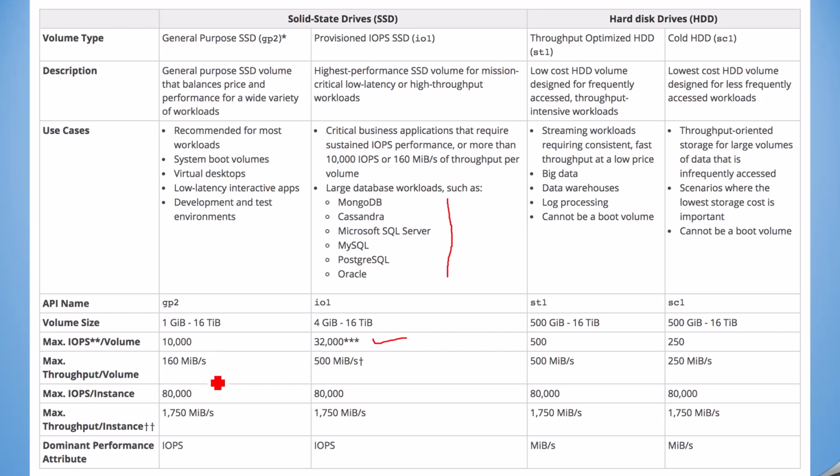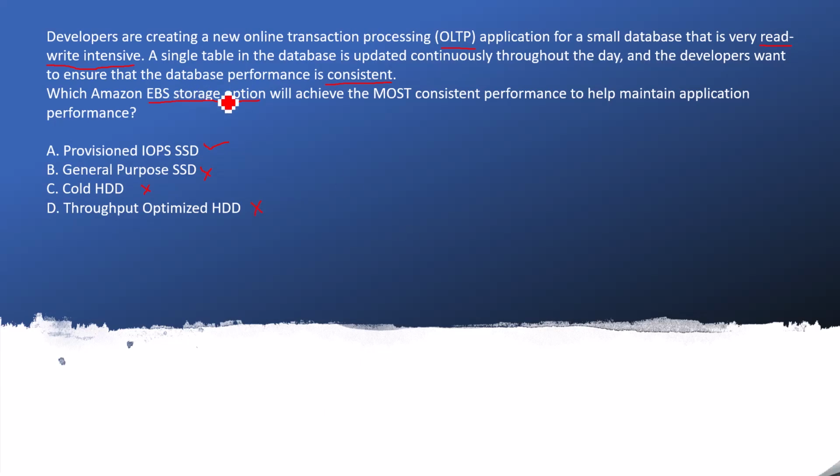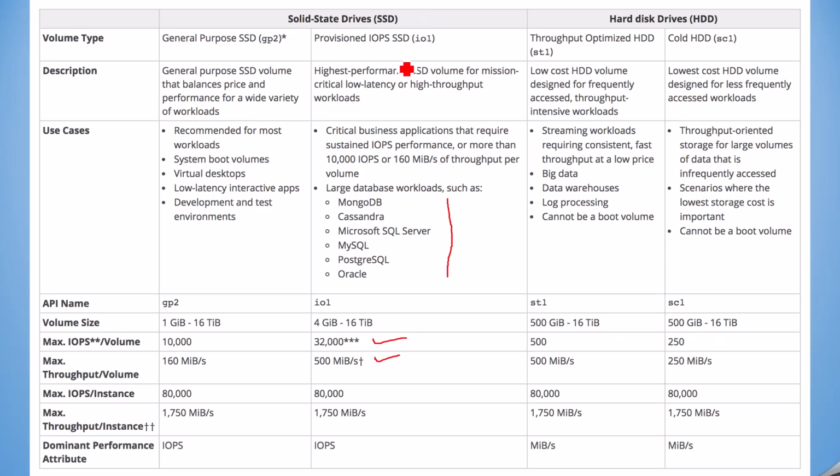And per second throughput also matters because it causes latency, and it impacts the performance as well. So here you can see that it is only 160 MB per second, while here it is 500 MB per second. So these are the three things, not two, which are trying to say that if you are using read write consistency for the database performance, then you must use Provisioned IOPS. However, it is a bit expensive compared to the General Purpose SSD.